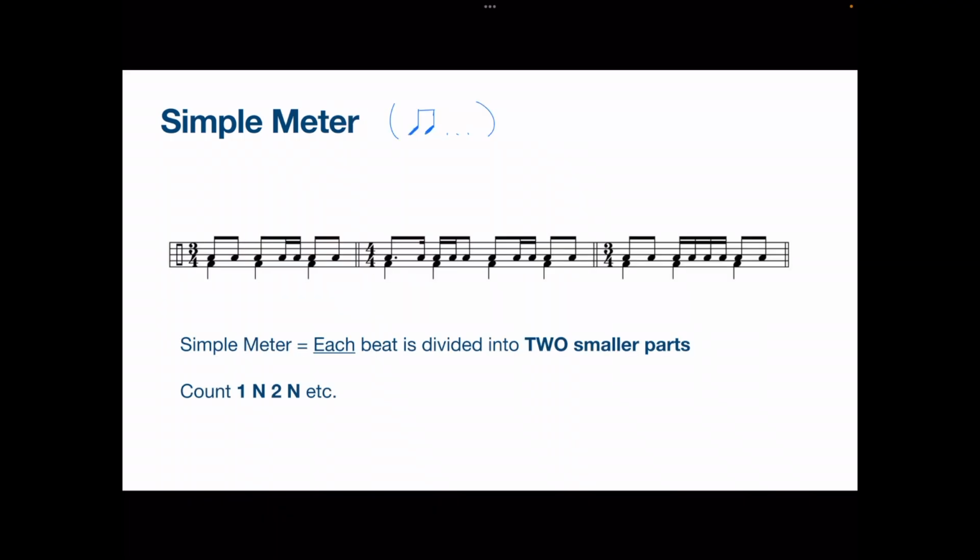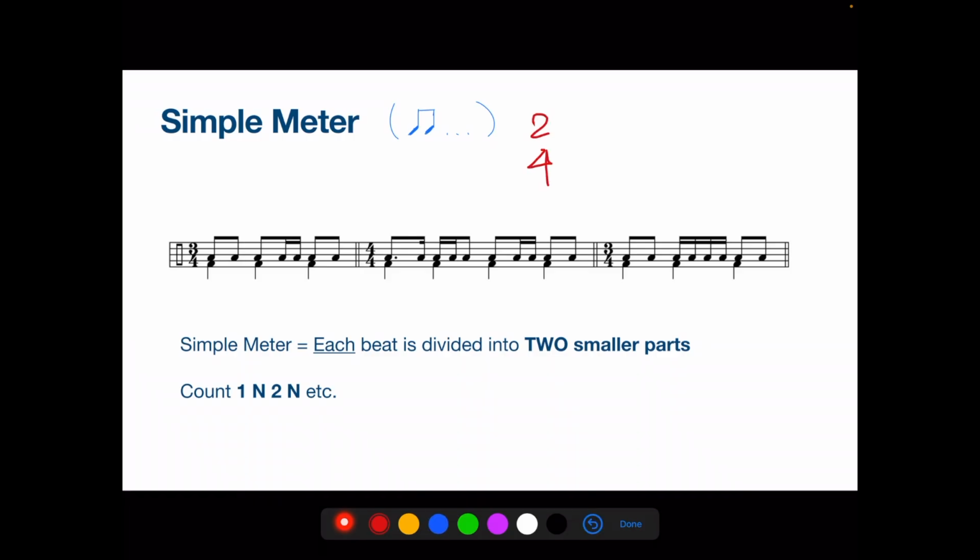Let's look at simple meter first. So in simple meter, each beat is divided into 2 smaller parts. So for example, if we take the meter 2/4, which means in each measure, we're going to have two quarter notes, right? So in this case, this is an example of a simple meter. So this quarter note can be further divided into two smaller parts, two smaller eighth notes in this case, or it could be written that way as well.